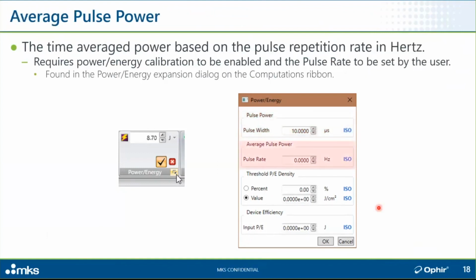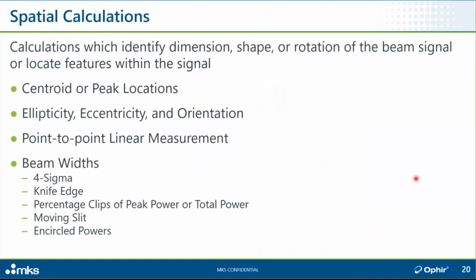Otherwise, you will have a 0 result. Average pulse power is a time average power based on the pulse repetition rate in hertz. Again, this requires power energy calibration to be enabled, and also the pulse rate in hertz to be set by the user. Next, we're going to be talking about the spatial calculations.